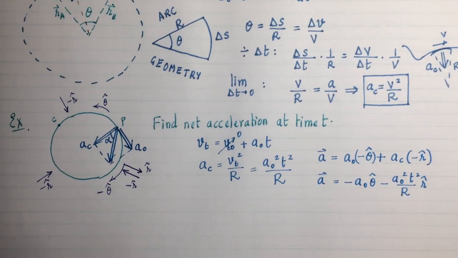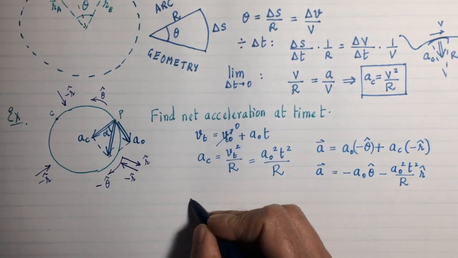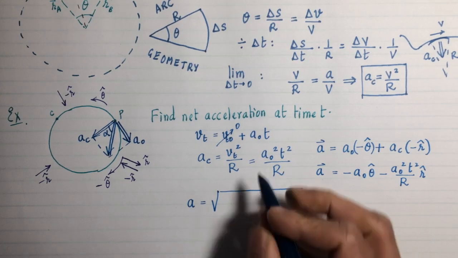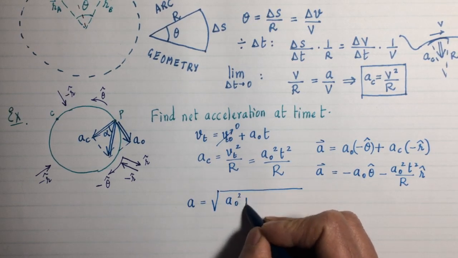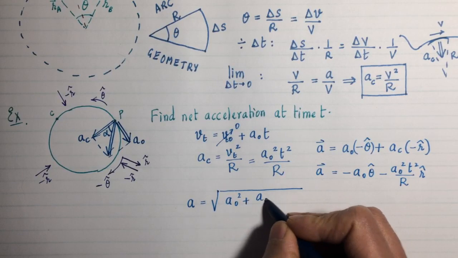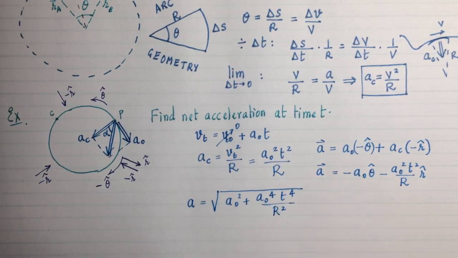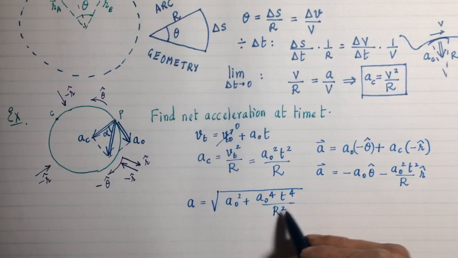If you want to find the magnitude of the acceleration, all you have to do is use the Pythagorean theorem, and that magnitude is just going to be the square root of the sum of the squares of the components. So I'm going to get the square root of a naught squared plus a naught to the power 4 t to the power 4 over r squared. As expected, the magnitude of the acceleration increases due to this tangential factor increasing with time.